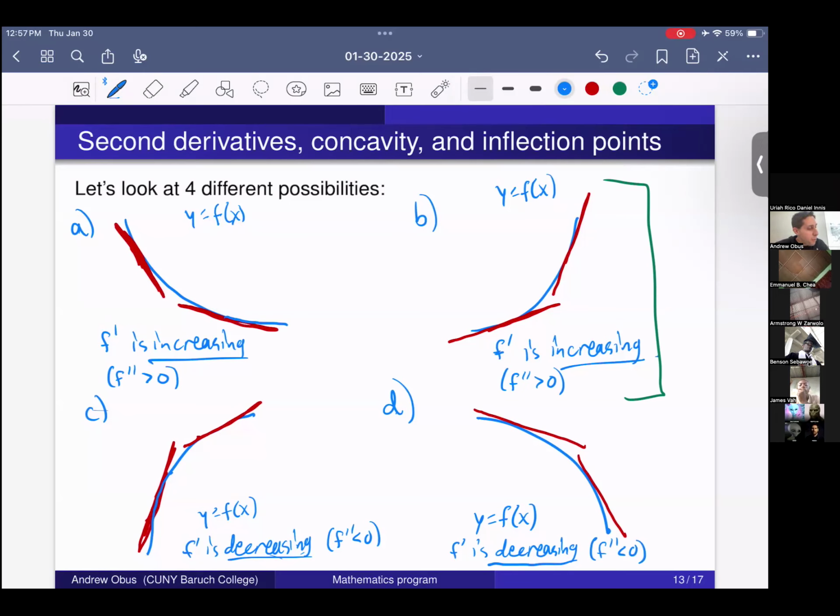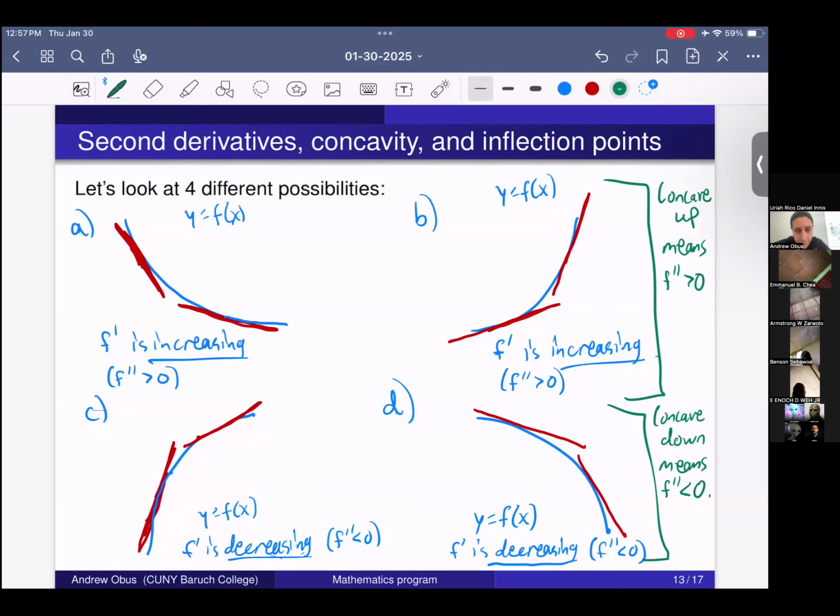So in the first case, for both A and B, we see that concave up means that f double prime is greater than 0. And in both C and D, we see that concave down means that f double prime is less than 0. Okay? And so this is the meaning of concavity. Okay, this is the meaning of the second derivative.